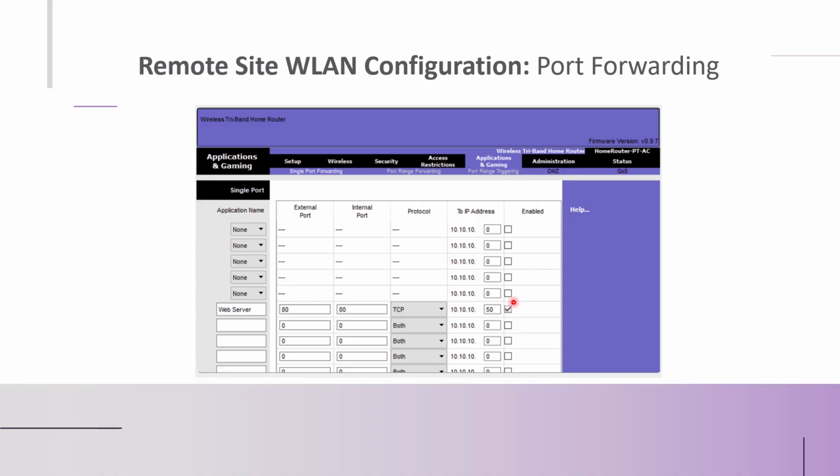Port triggering allows the router to temporarily forward data through inbound ports to a specific device. You can use port triggering to forward data to a computer only when a designated port range is used to make an outbound request. For example, a video game might use ports 27,000 to 27,100 for connecting with other players. These are trigger ports.